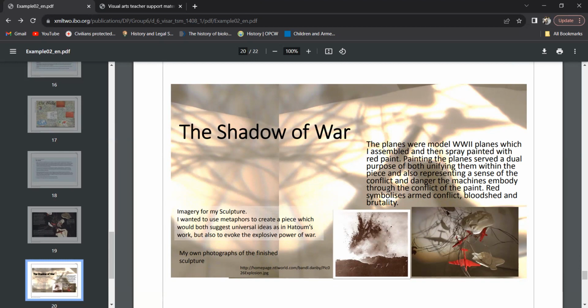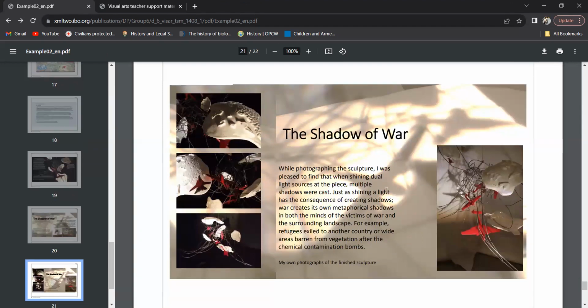Okay, so this is their own work, and they're connecting it to these other artists' work, which is really good. Another one: while photographing the structure, I was pleased to find that the two shining light sources at the piece cast multiple shadows. Just as shining a light has the consequence of creating shadows, war creates its own metaphorical shadows in both the minds and the victims of war surrounding. Okay, again, explaining their processes and relating it to the other artist's piece.